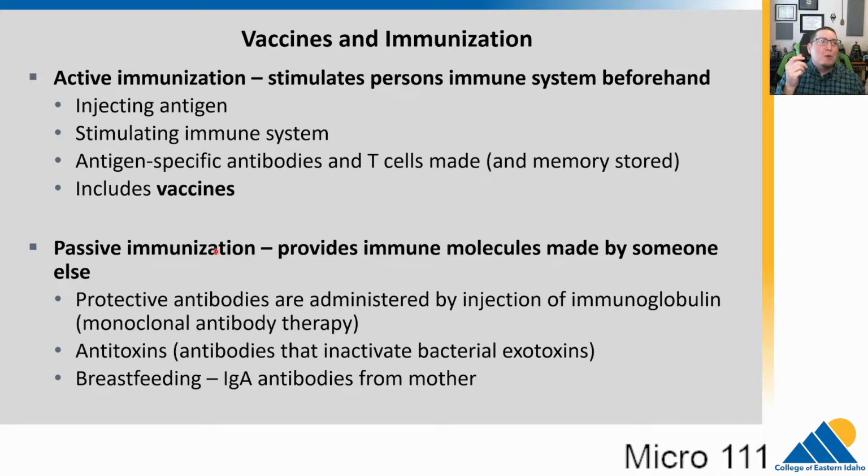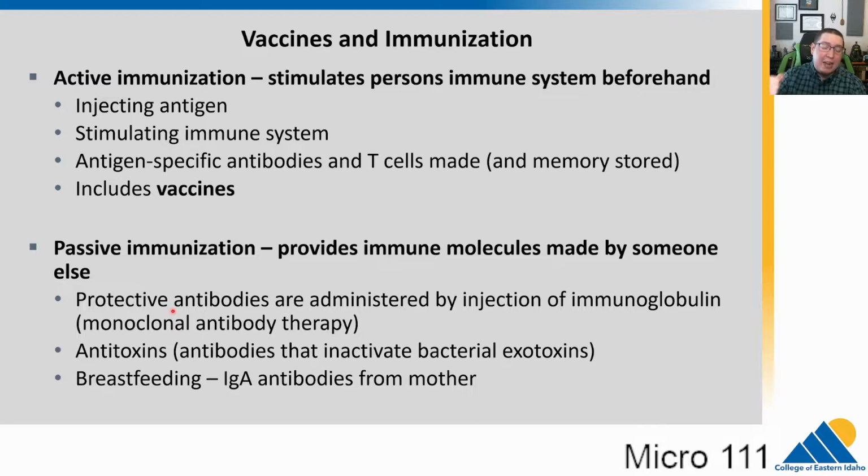We're not sucking immune molecules out of people. A lot of times we use rabbits or sheep or things like this. So it's providing one person immune molecules from some other organism. This could be protective antibodies that are administered by injecting immunoglobulins, like we talked about. Monoclonal antibody therapy would be one example.